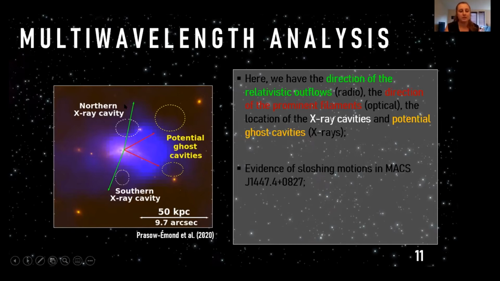Sloshing motion is just like the intracluster medium could move depending on the physical phenomena that occur in our cluster. Also, you can see that the prominent filaments are perfectly aligned with the potential ghost cavities. So again, this is another piece of evidence that filaments could have been created in the wake of the cavity. And I forgot to mention, in this image, the blue is the X-ray image, and the background is the visible image.